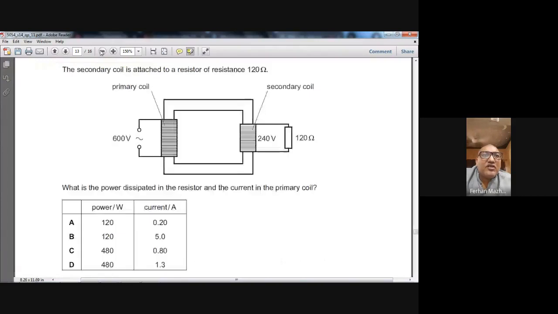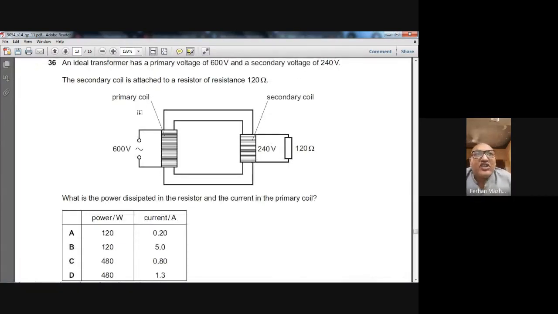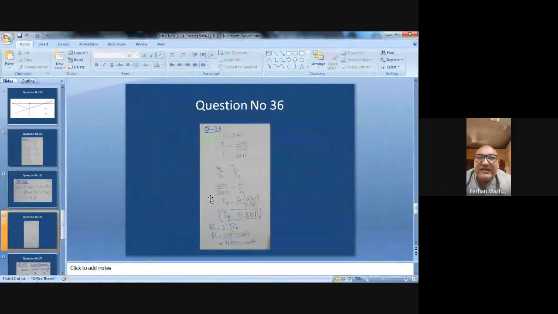A tricky question on your screen. An ideal transformer has a primary voltage of 600 volt and a secondary voltage of 240 volt. The secondary coil is attached to a resistor of 120 ohm. What is the power dissipated in the resistor, and how much is the current in the primary coil? These are the two questions. I've done this on paper. Let me show you real quickly how we have done this.